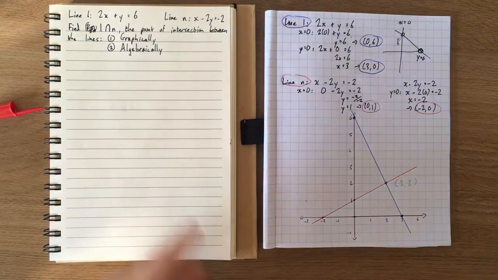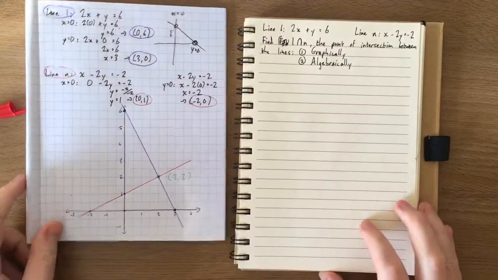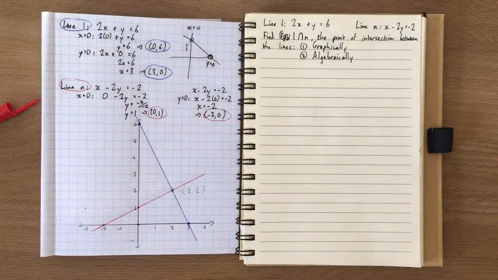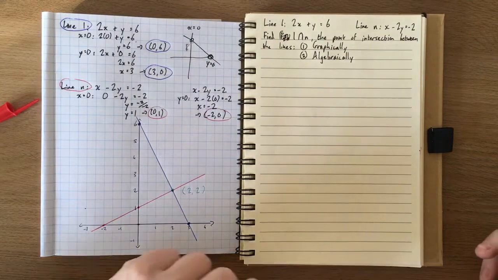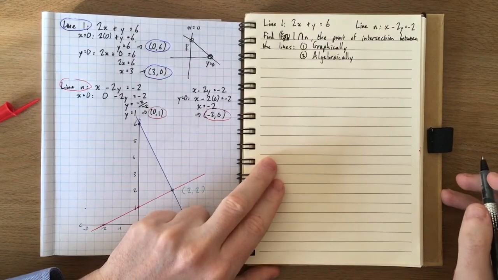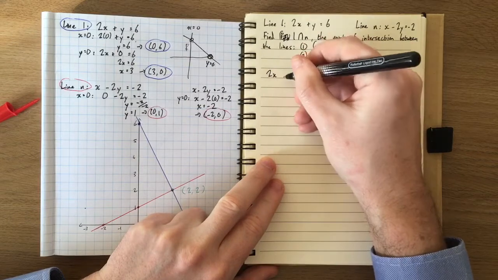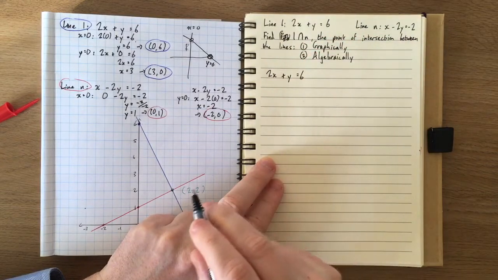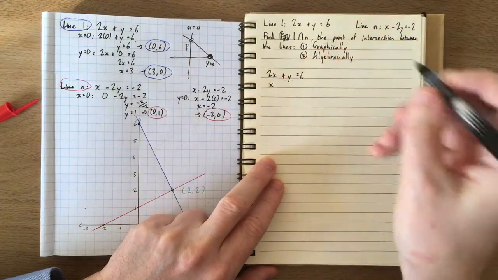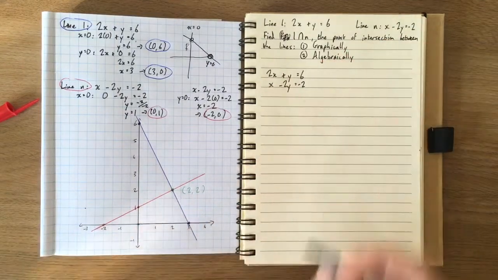The other method for doing it is to do it algebraically. I'll do that now. I should get the same answer, 2, 2. To solve these, you're going to use something we've seen before, simultaneous equations. Okay, so line L is 2x plus y is equal to 6, and the line N is x minus 2y is equal to minus 2.